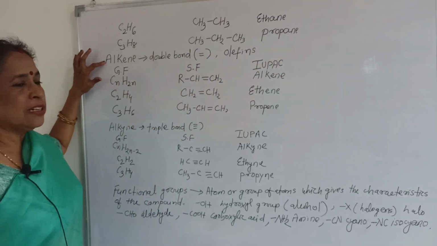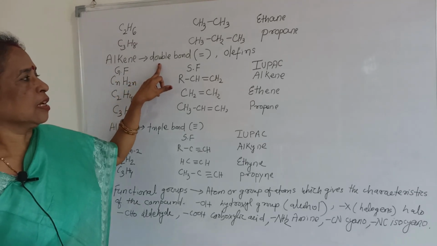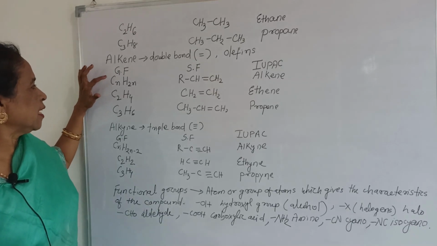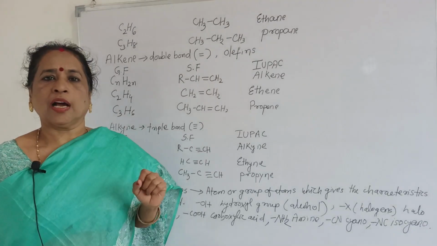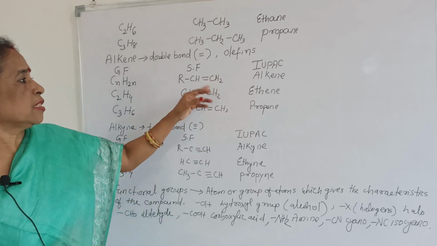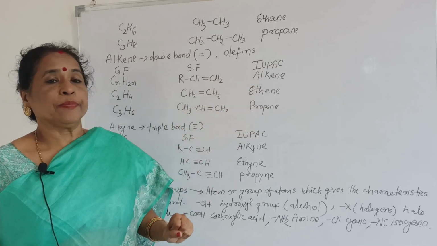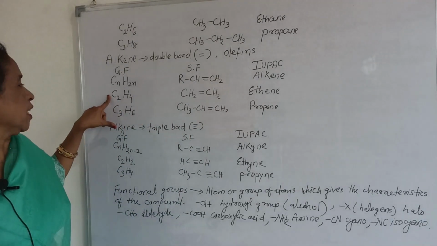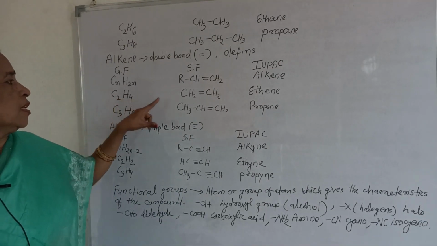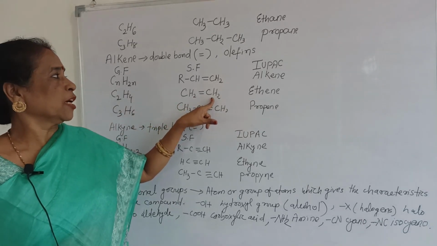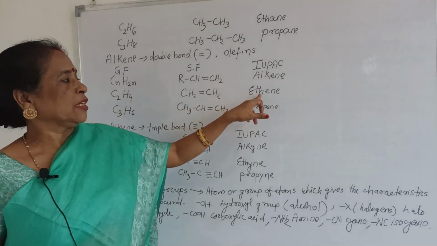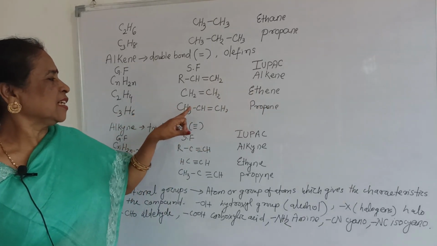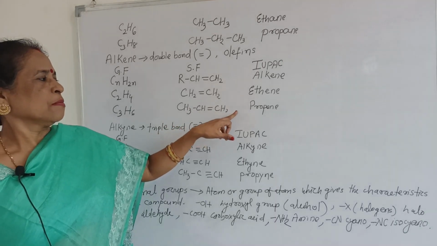Then come to alkene, it contains double bond. It is also called olefins. General formula CnH2n, structural formula RCH double bond CH2, whereas IUPAC name it is known as alkene. The first in the homologous series, the compound is C2H4, CH2 double bond CH2, because it contains double bond, and the name is ethene. C3H6, here CH3CH double bond CH2, propene.